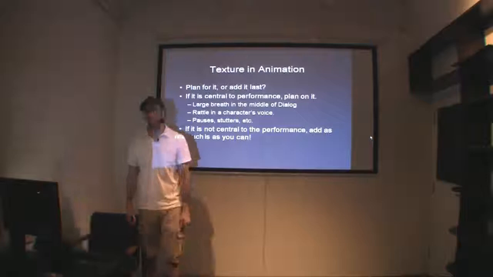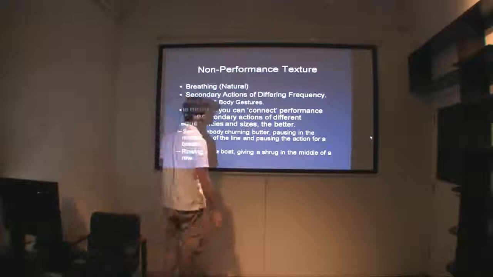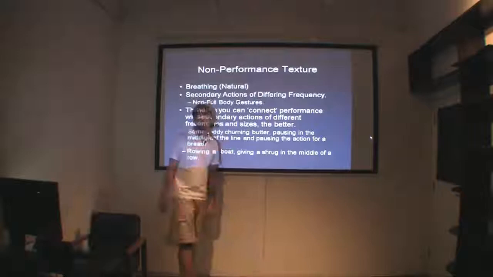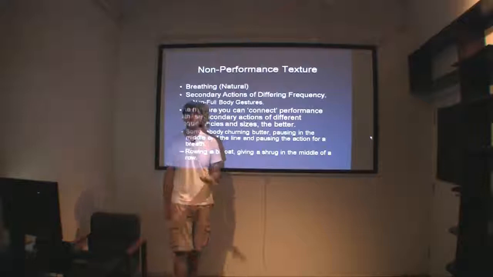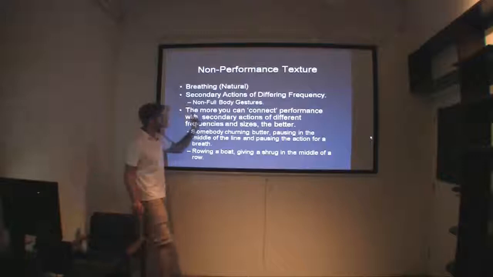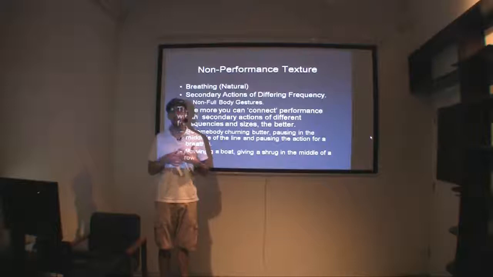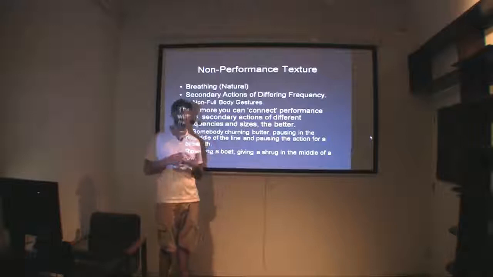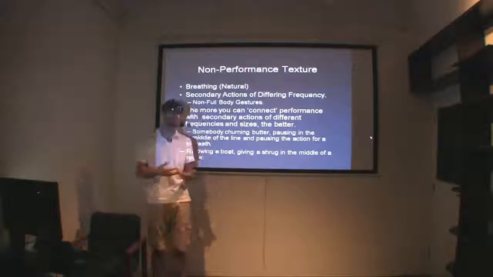If it's not central to the performance, add it in as much as you can. I really believe that. I really think that you can't have too much non-performance texture, there's never too much. So a character breathing naturally, if one character is watching another, just have them breathing just a little bit. It always works, and it never takes away. Secondary actions of different frequency, like non-full body gestures, if they're moving slowly left and right, listening or something like that, maybe they can be twiddling their thumbs or doing something that has a contrasting speed or timing or staging as their main full body action.